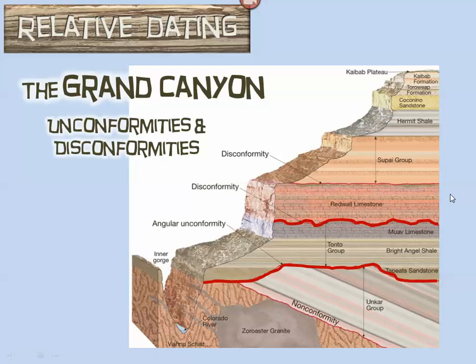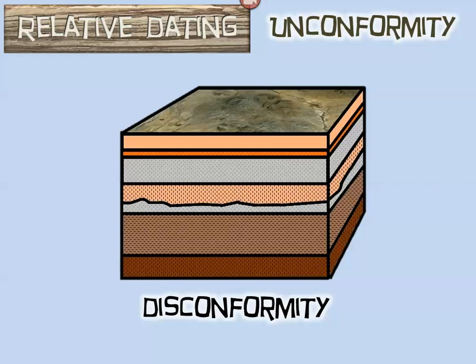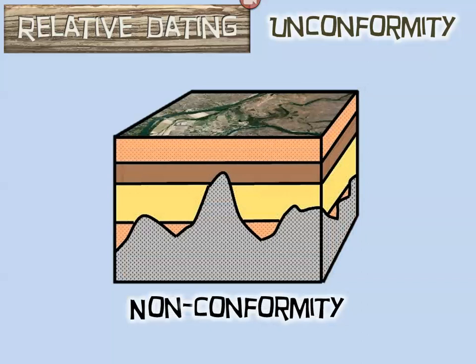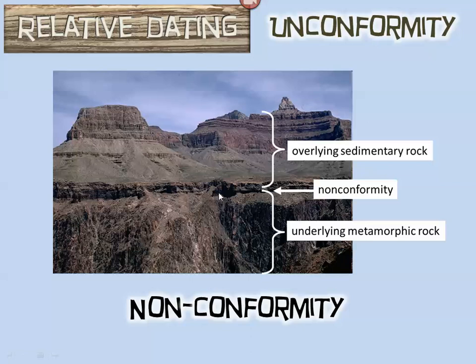And so an unconformity comes in many varieties. We're going to call them all unconformities for now, but this is a disconformity. There's no tilting really involved. This is a nonconformity. Essentially, don't worry too much about the details of whether it's disconformity or nonconformity or unconformity. We're just going to call them all unconformity for now. We'll keep it simple. So here's a picture of another type of unconformity.